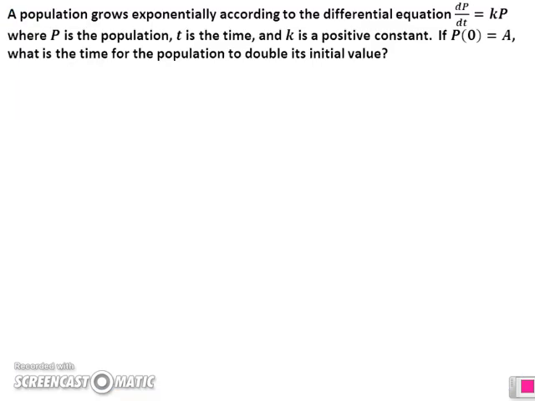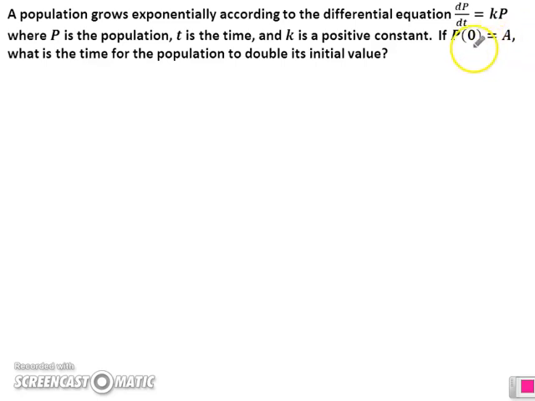A population grows exponentially according to the differential equation dp over dt equals k times p, where p is the population, t is the time, and k is a positive constant. If p of 0 equals a, that's a point where little t is 0 and the value of p equals a. It's kind of funky looking. What is the time for the population to double its initial value?